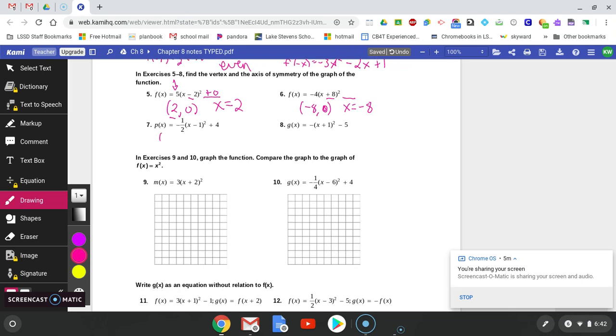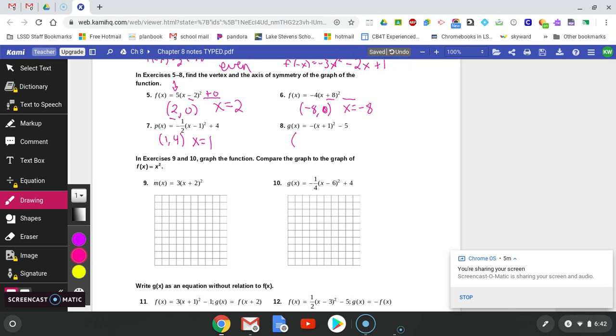All right, so my vertex on number 7 is a positive 1, comma, positive 4. Opposite of the one in the parentheses, comma, the one that's being added or subtracted at the end, which means my axis of symmetry is at 1. And number 8, my vertex is negative 1, comma, negative 5, and then my axis of symmetry is at x equals negative 1.